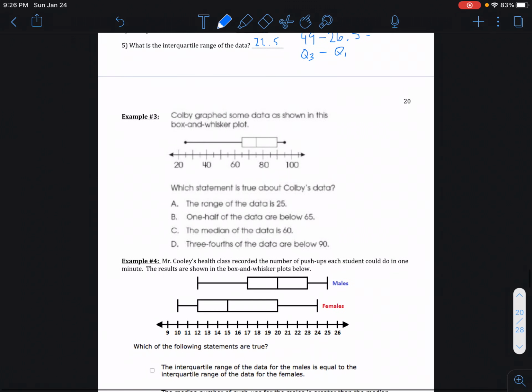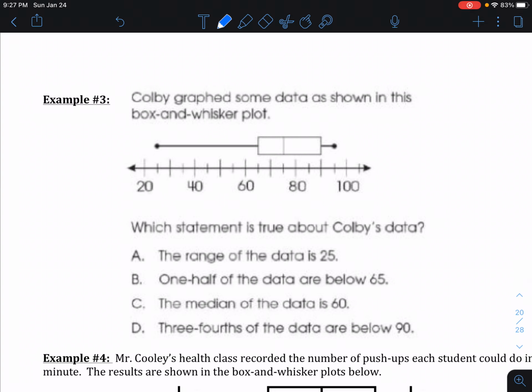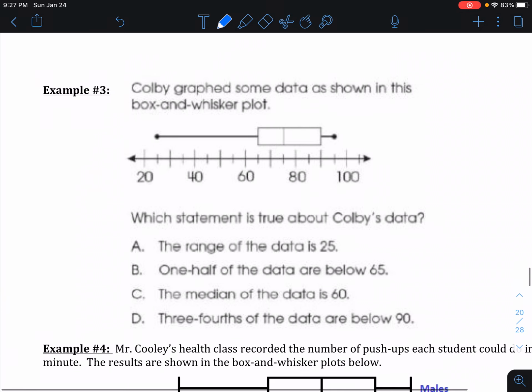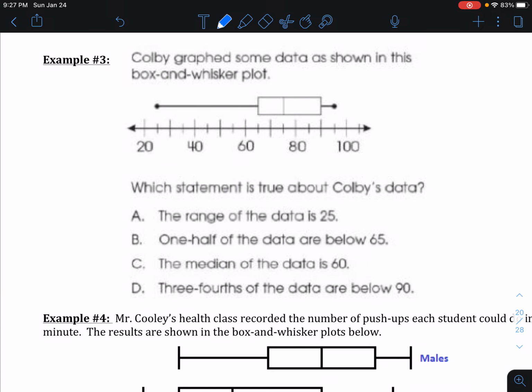All right, so let's do some more questions. Here's a box and whisker plot. Colby graphed some data shown in this box and whisker plot. We don't know how many numbers there are, we just see how they are spread out. So we've got a multiple choice question. Which statement is true about Colby's data? The range of the data is 25. Well, that didn't say interquartile range, that just said range. So range is highest to lowest. What number is that? That would be 95, and then minus that is 25.